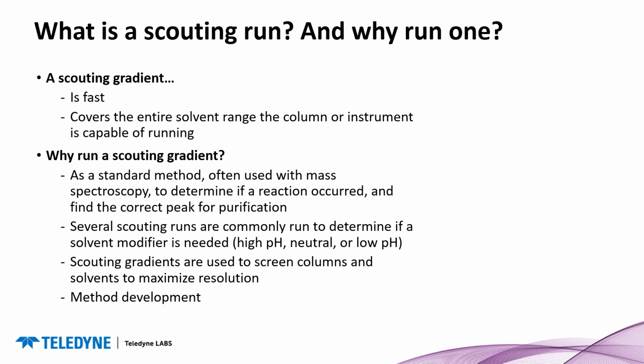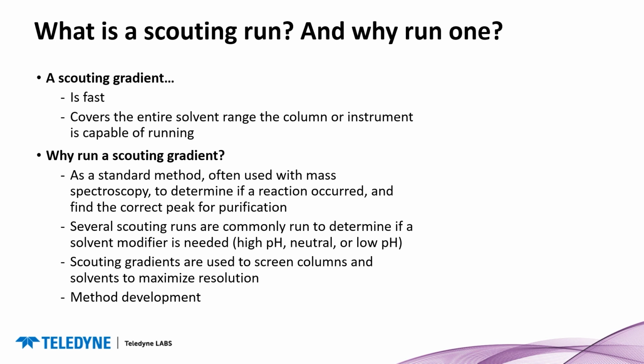So a scouting gradient is fast, and it covers the entire solvent range the column or instrument is capable of running. As a standard method commonly used with a mass spectrometer, it determines if a reaction has occurred and helps to find the correct peak for purification within the gradient method. Several scouting runs are commonly used to determine if a solvent modifier is needed, high pH, neutral, or low pH, and scouting gradients are used to screen columns and solvent to maximize resolution and, of course, for method development.